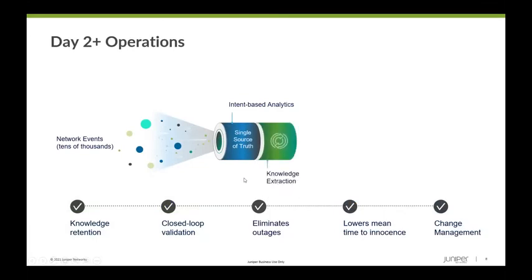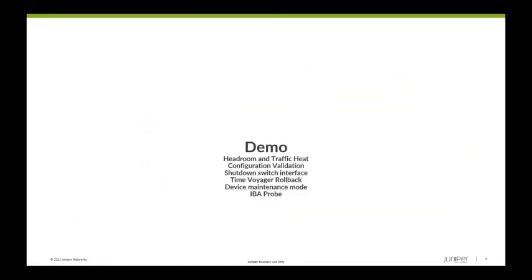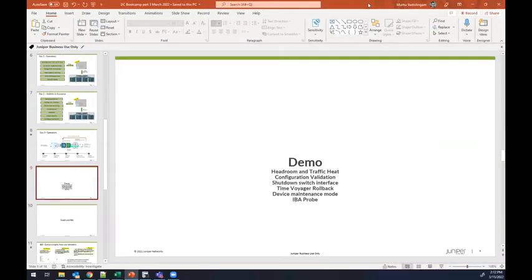Okay, and this pretty much sums up the entire day 2 operations. There are a lot of network events happening out there in the network. Because Apstra knows the single source of truth and can extract the knowledge, it can classify what is the intended and unintended operational state. Once you know that, you can go ahead and solve, recommend, or notify the anomalies. So let's quickly get on to the demo part.